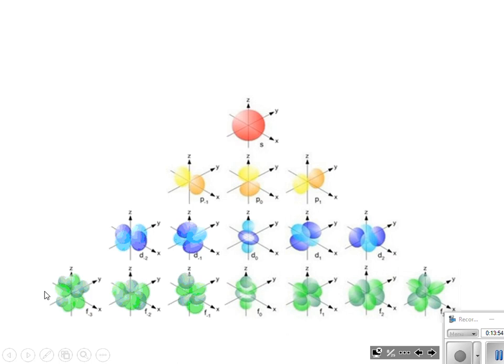So I guess the big thing that you might want to write down is that s has a spherical shape. You might want to number that: s has 1 orbital, p has 3 orbitals, d has 5, and f has 7. 1, 3, 5, 7. That is the number of orbitals that exist on those main energy levels.